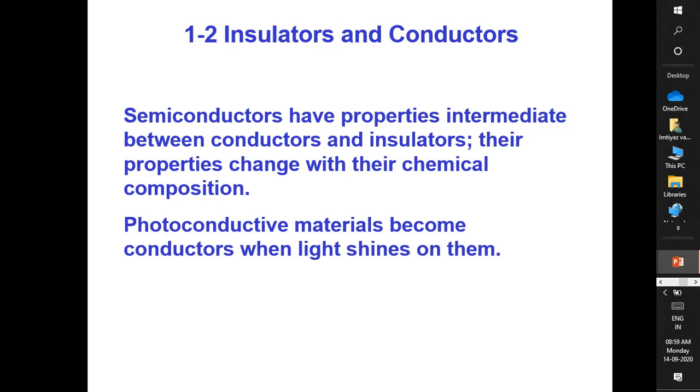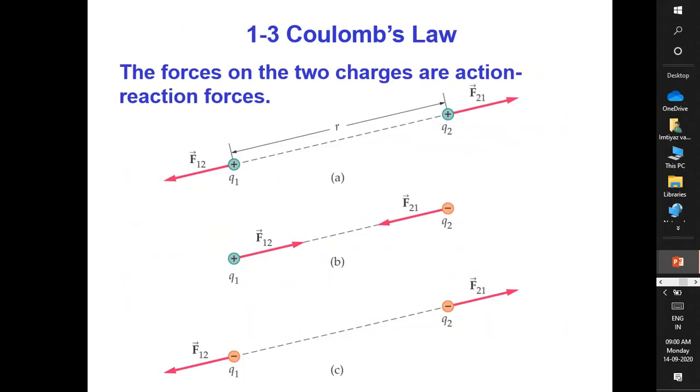Now see, photoconducting material becomes a conductor when light shines on it. Solar cells are one type of photoconducting material, which convert light into electricity. But we cannot call every photoconductor a solar cell. A solar cell is a photoconductor, but a photoconductor is not necessarily a solar cell. This is the basic difference.